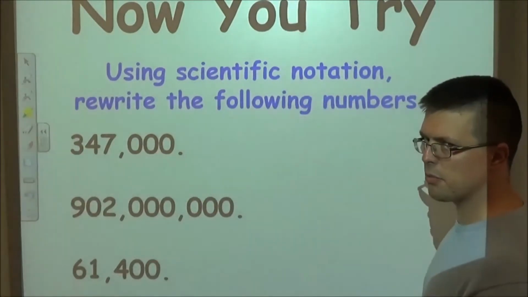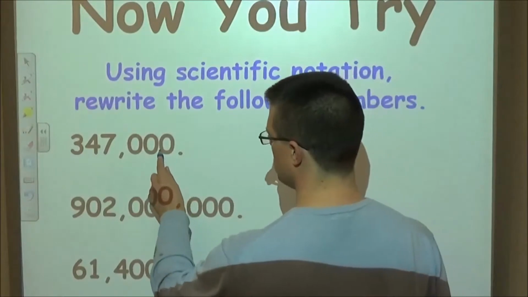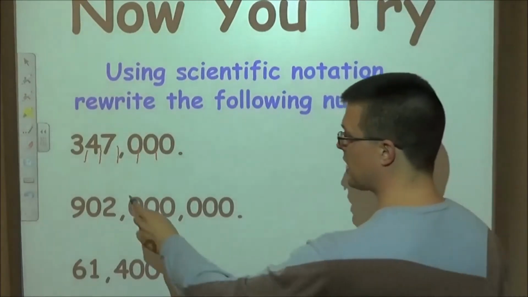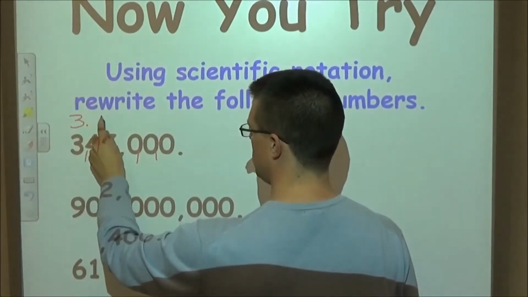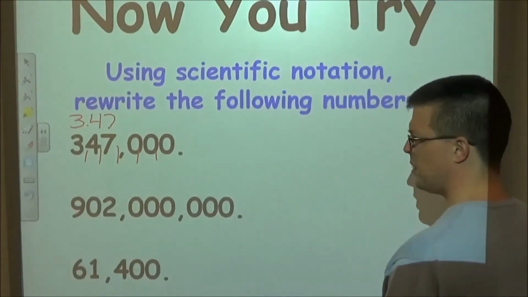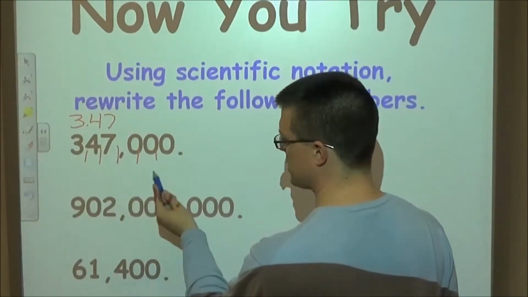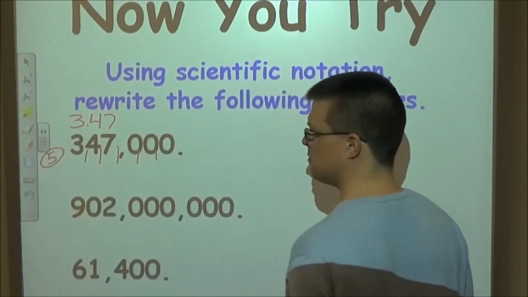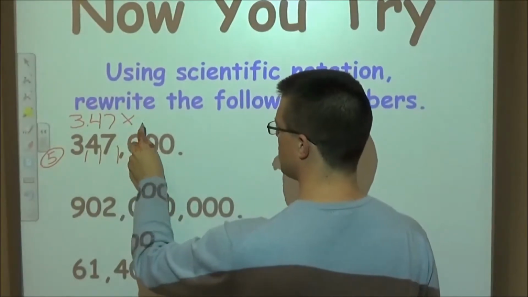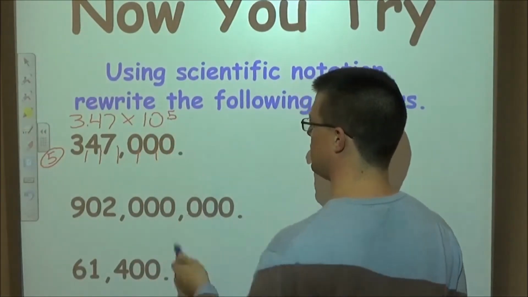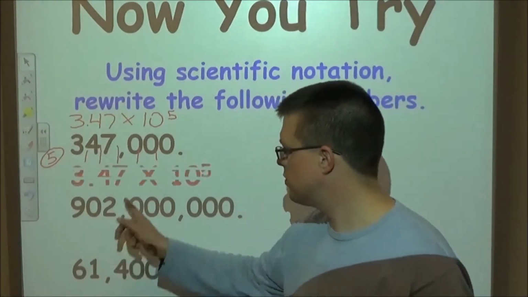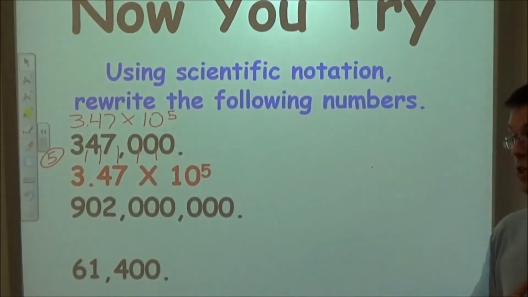So the first thing we need is a number between 1 and 10. So we're going to move that decimal over until we get a number between 1 and 10. In this case, our number is going to be 3.47. Well, now we're going to count up how many times we moved that decimal. So 1, 2, 3, 4, 5. So we moved it 5 places. So that means it's going to be multiplied by 10 to the 5th power, and there's your scientific notation. So let's see if that matches with this. Yes, it does. That's all you're doing, turning a whole number, a long one, into scientific notation.